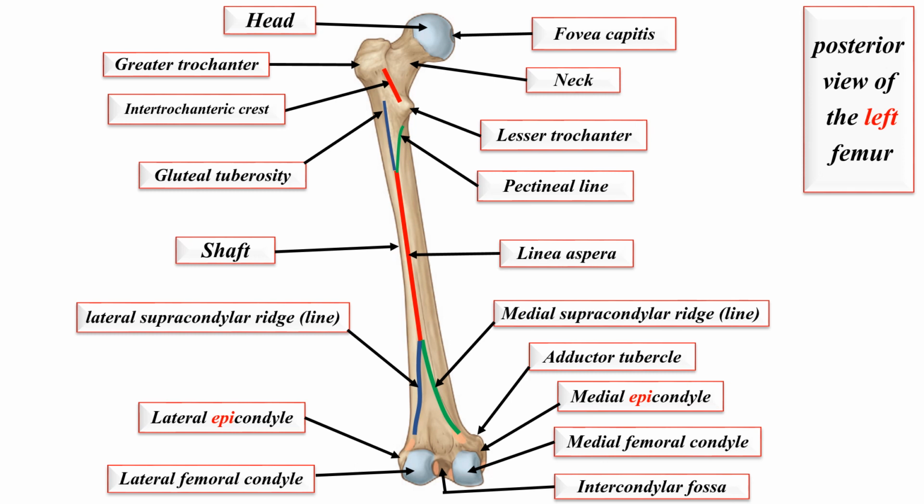Above the intercondylar fossa, there is the triangular area between the medial supracondylar line and the lateral supracondylar line. This is the popliteal surface. The popliteal surface is for attachment of the popliteus muscle.